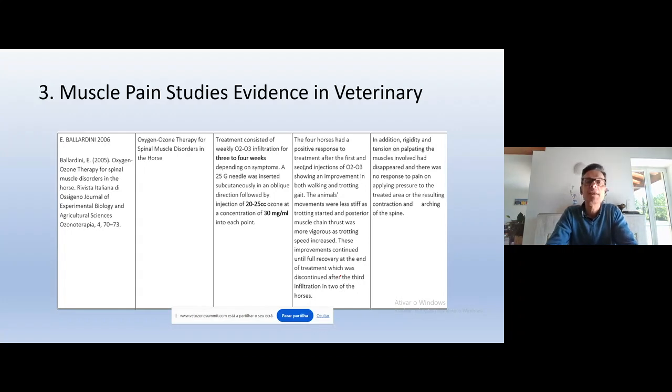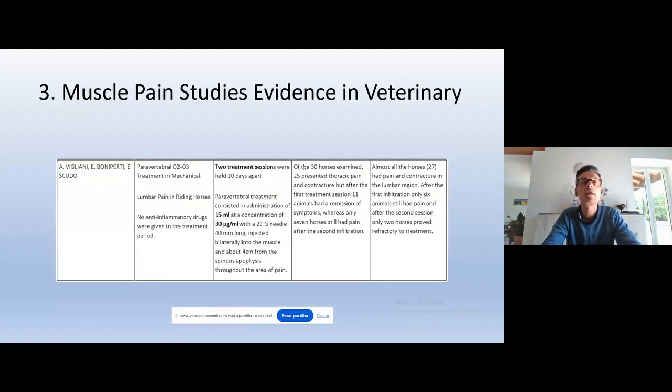In terms of muscle pain, we have two studies already made with horses. It was Ballardini and Vagliani who made similar studies. The studies are equal in terms of concentration. They use 30 micrograms. They only differ in terms of volume, here 20 to 25 milliliters. And Vigliani, she used 15 milliliters.